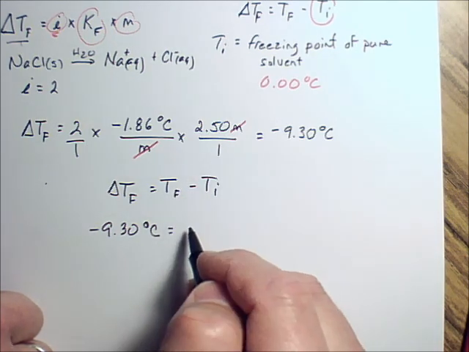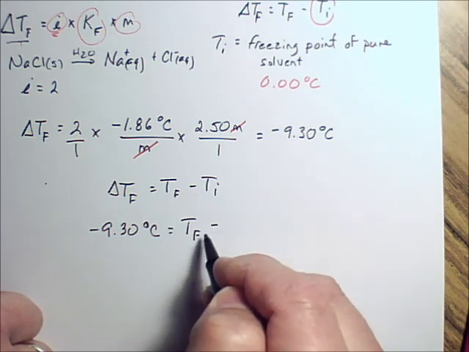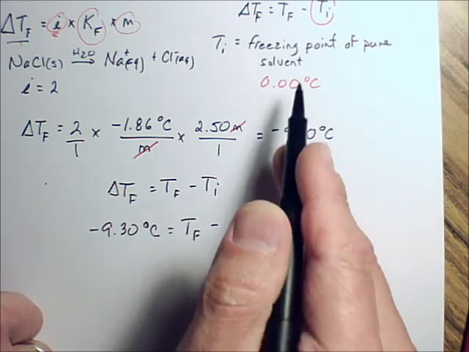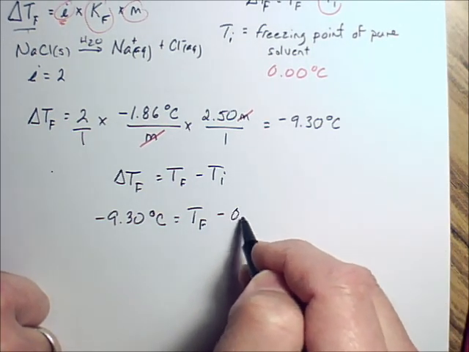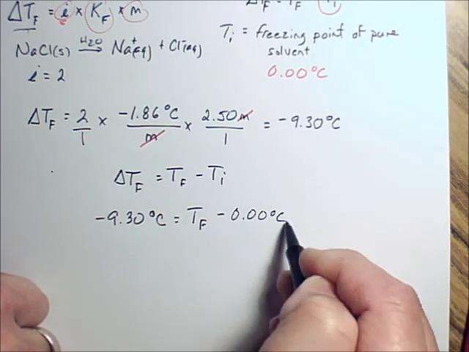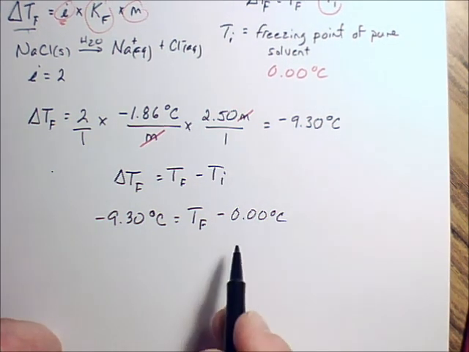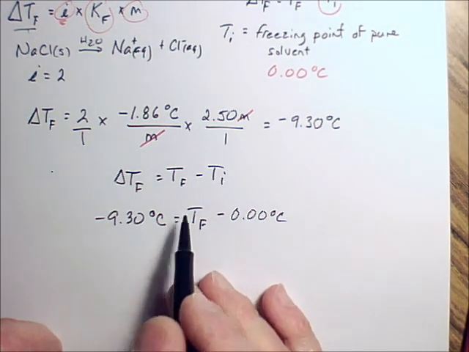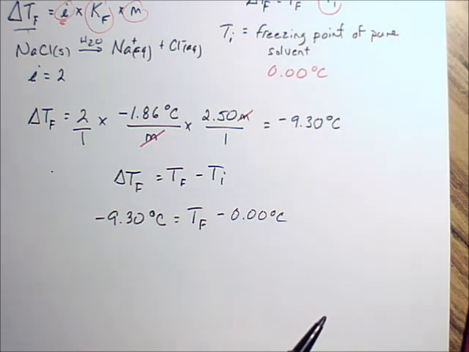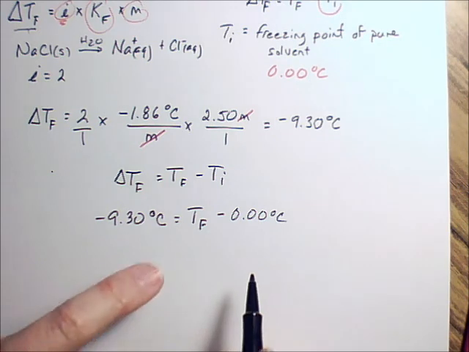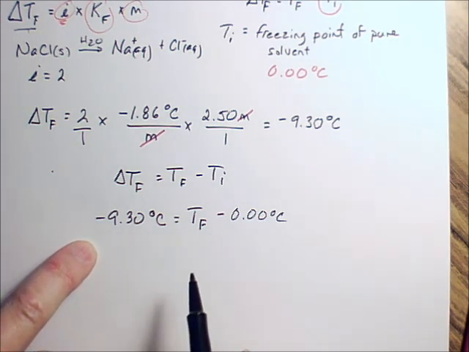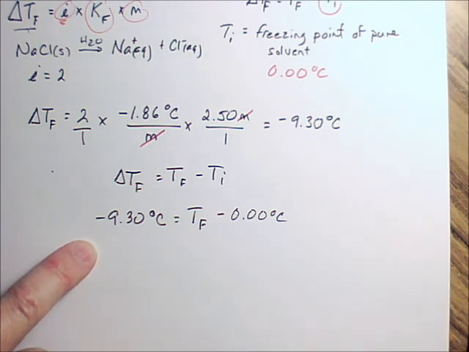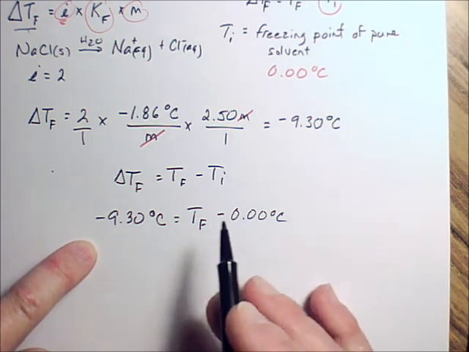Let's see, we don't know the final temperature, that's what we want to find. And then we know this one because that's always the freezing point of the pure solvent, 0.00 degrees C. Okay? So what I need to do is isolate the unknown. Just like the process we use for gas law problems, we're going to isolate the unknown. When it's an addition or subtraction problem, you have to use addition and subtraction to get rid of the things you need to get the unknown isolated.